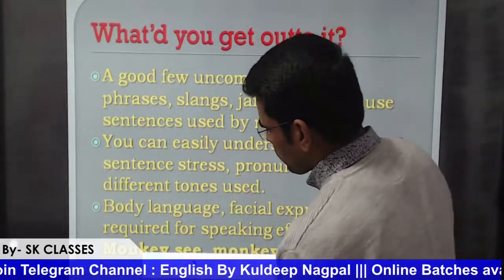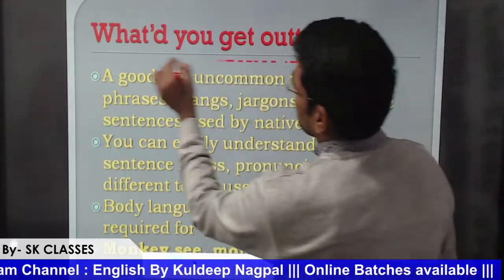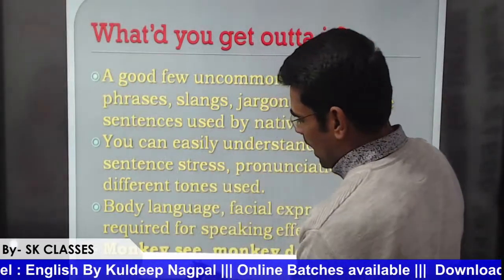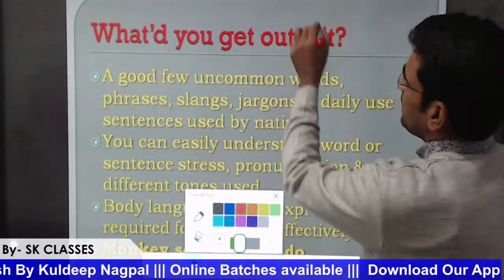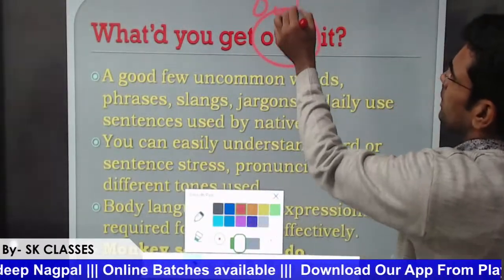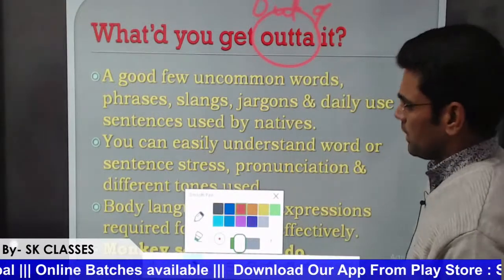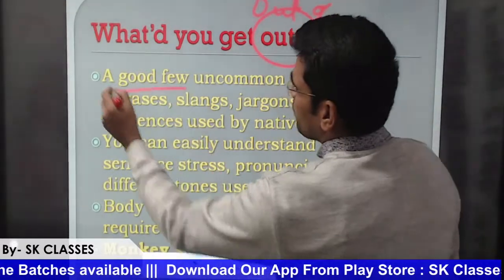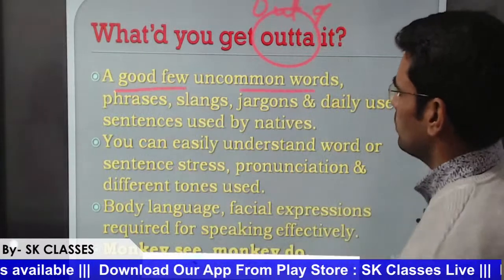But what would you get out of it? All right, what would you get out of it? Okay, outer here is a reduction word for out of. Okay, what would you get out of it? Obviously, a good few uncommon words.